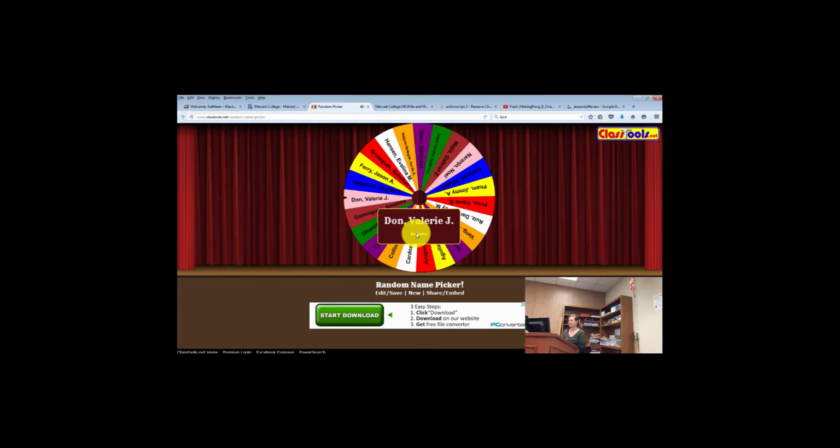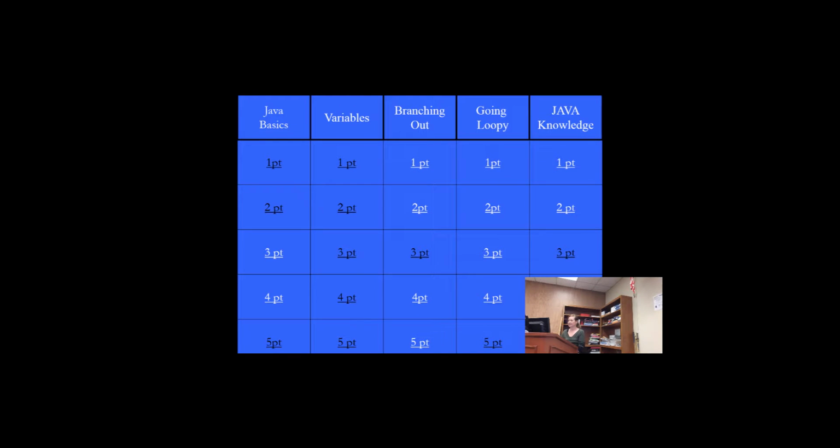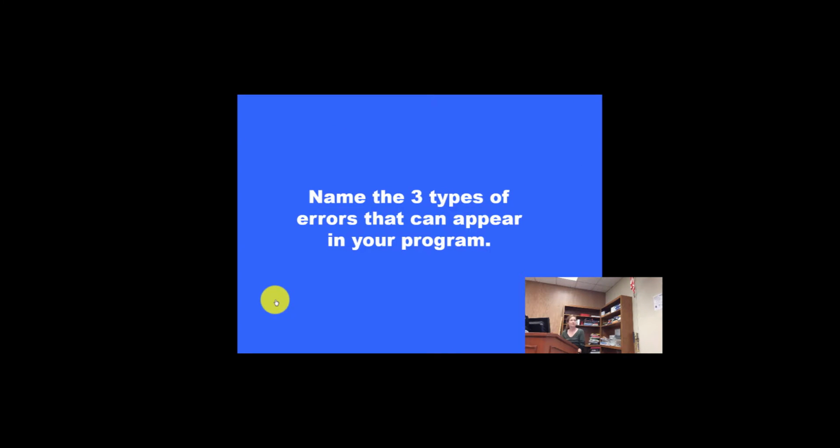All right, Valerie. Which one do you want? And there is one of each point value left, so we'll stay on this one. 4 points, down basic. Okay. All right, name the 3 types of errors that can appear in your program. Syntax, logic, and runtime. Yes, good.